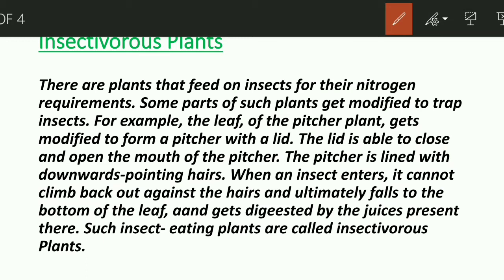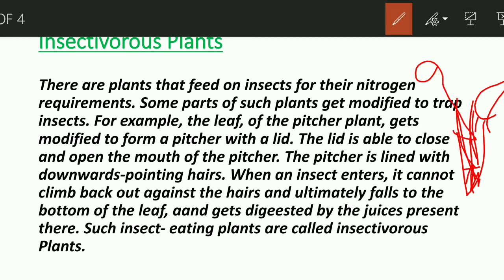Okay, and you know that at the bottom of the pitcher there is some sweet rum-like liquid, due to which it smells sweet. When the lid is open, the smell goes outside also, and the insects get attracted and fall into it. But that is not the thing you are looking for. It is actually the digestive enzymes which digest the organism or the insect. It makes the whole insect digest within hours, within days.